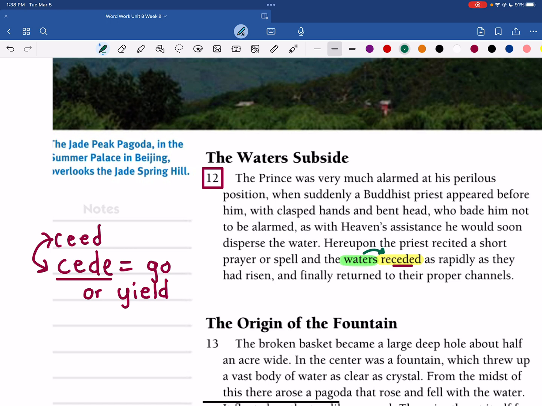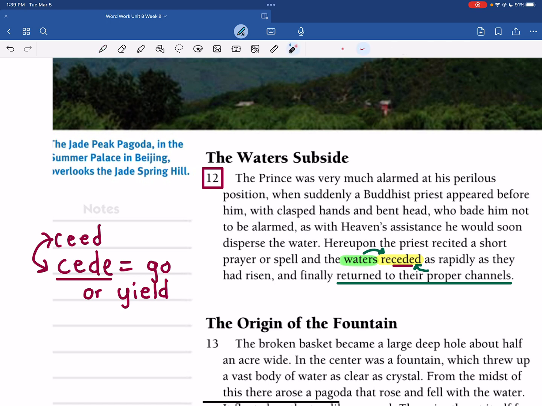The waters receded as rapidly. Well, I know from my background knowledge that rapidly means fast. So this is saying the waters receded as fast as they had risen and finally returned to their proper channels. So they went back. The waters receded meant they returned to their proper channels.